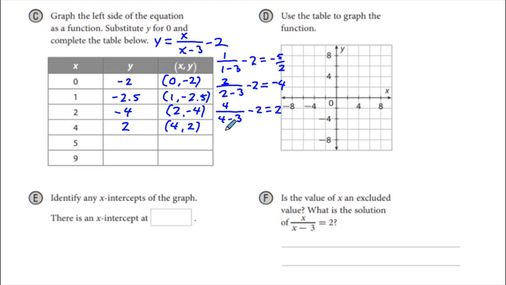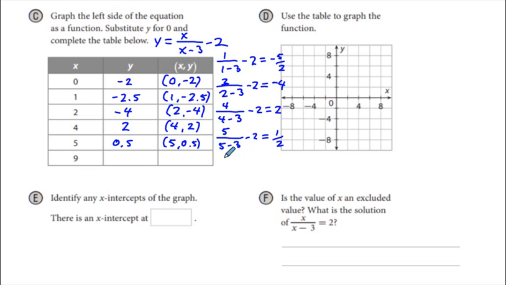Next, if we substitute in 5, we have 5 over 5 minus 3 minus 2. And what we have is 5 minus 3 in the denominator is 2. So we have 5 halves, or 2.5 minus 2 is going to be 1 half, or 0.5. So here we have the coordinate pair 5 comma 0.5.